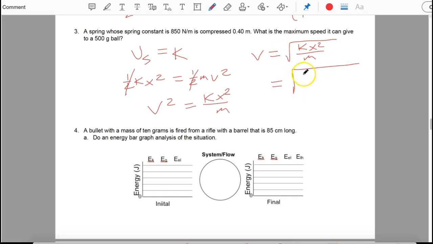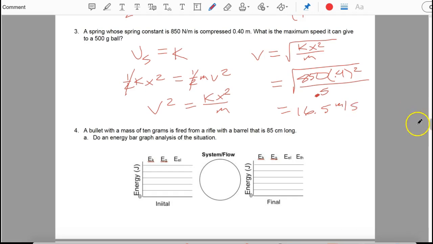So our numbers here are, our k value is 850. The compression is 0.4, but we need to square it. And we're going to divide by the mass, 500 grams, which is 0.5 kilograms. So remember, you need to convert this to kilograms. If we do that, we're going to end up with a velocity of 16.5 meters per second, and that's our final velocity.